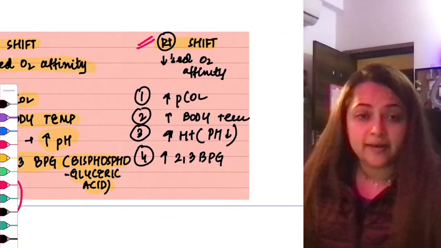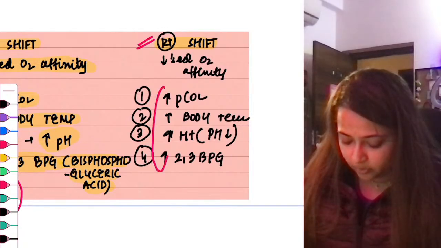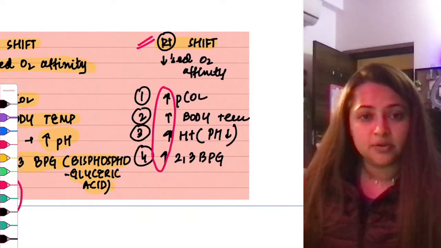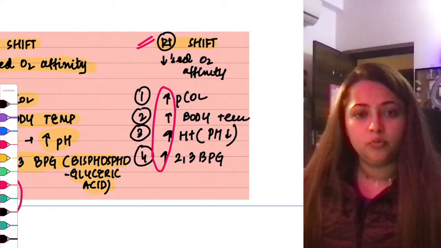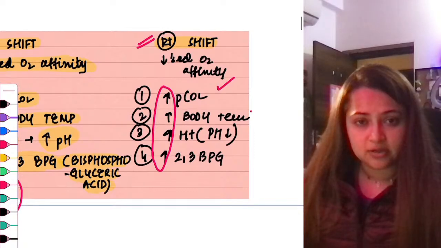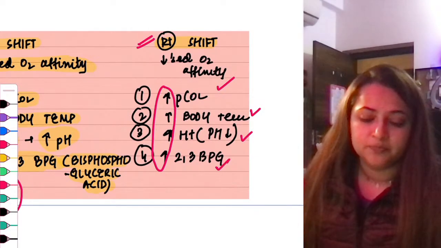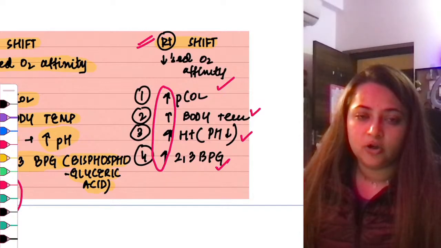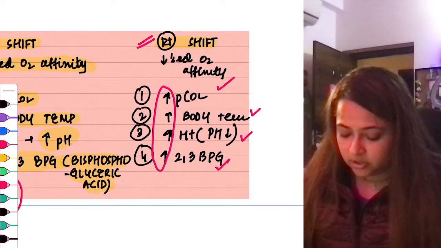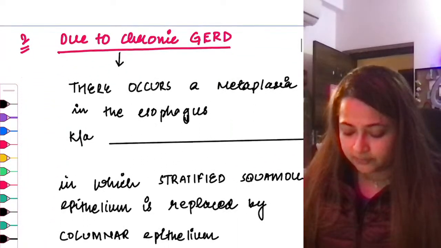When you talk about the right shift of the oxygen hemoglobin dissociation curve, the arrows are going upwards. So guys, remember this: downward going arrows for the left shift, upward going arrows for the right shift. So increase in the PCO2, increase in the body temperature, increase in the H positive and increase in the 2,3-BPG. This is a very, very high yield topic. I've only written the things that are important for us, so make sure you know this flashcard. All right, moving on to the next topic.